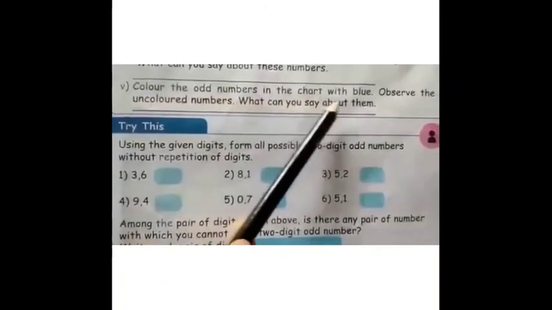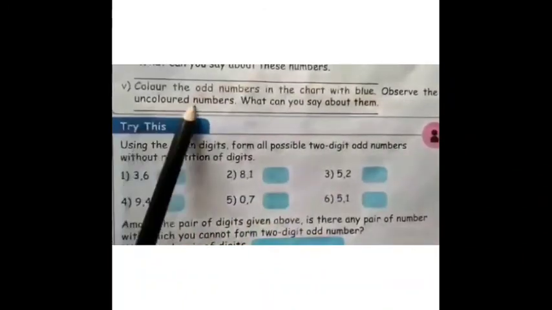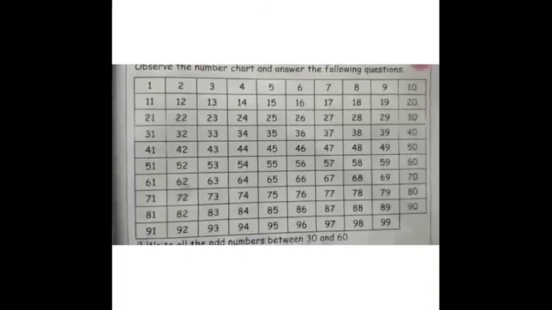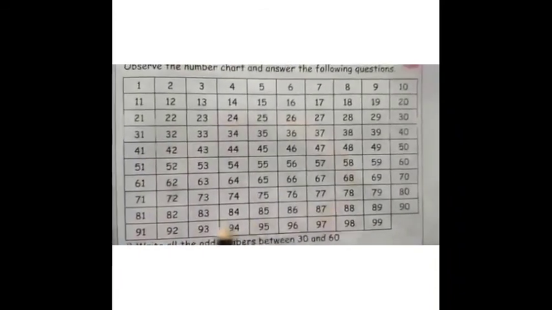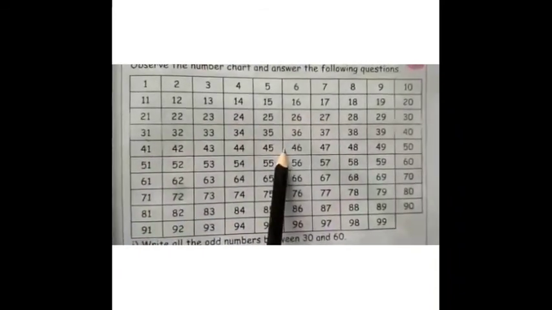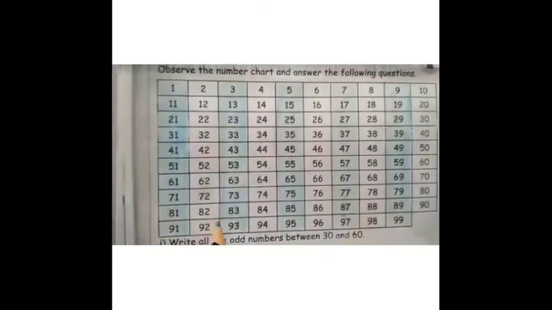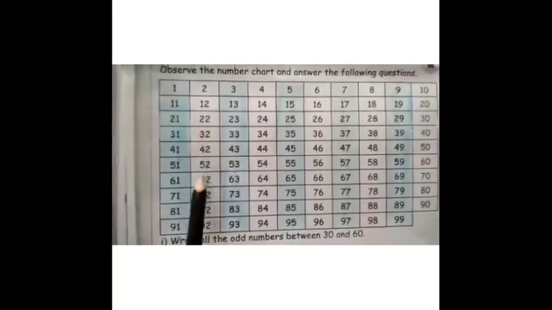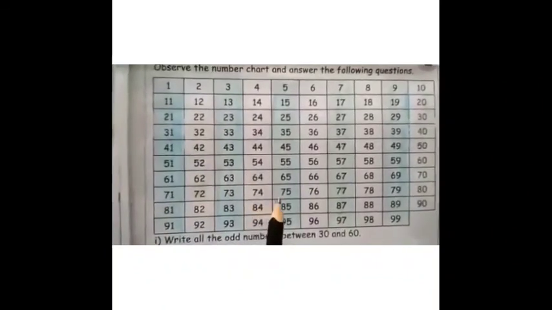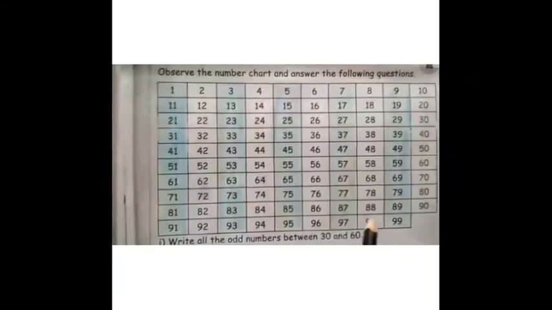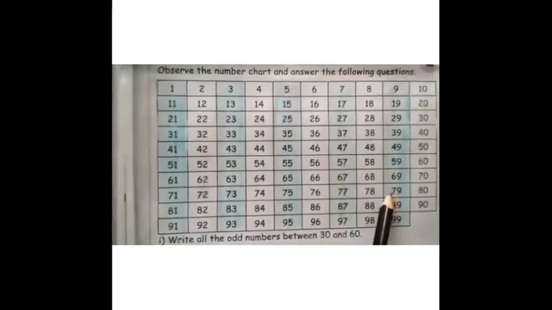Let us see the fifth question. Color the odd numbers in the chart with blue. Observe the uncolored numbers. What can you say about them? If we color the odd numbers in the chart with blue color, it looks like this. The uncolored numbers are even numbers and colored numbers are odd numbers.